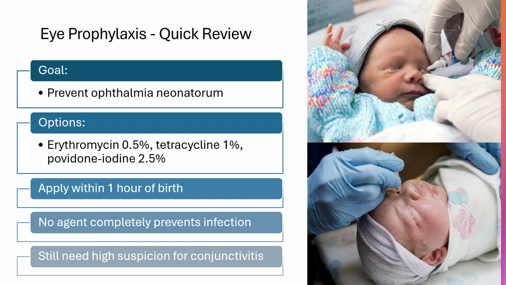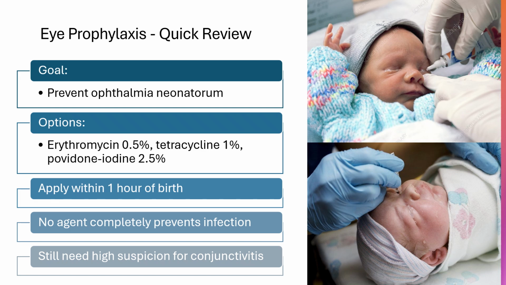Apply a thin ribbon along the lower conjunctival sac within 1 hour of birth. The antibiotic provides coverage against gonorrhea and some chlamydial strains. Parents often worry about the temporary blurred vision. Reassure them this resolves within hours.